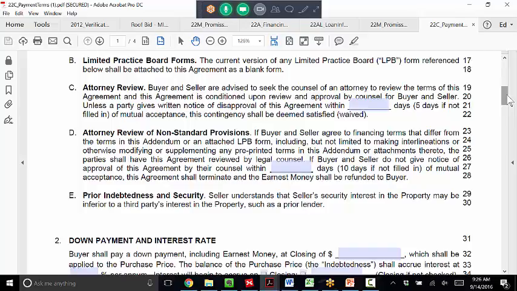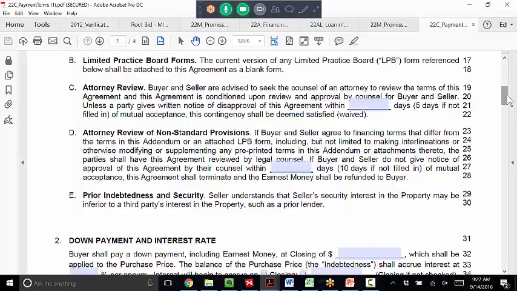Paragraph 1D, attorney review of non-standard provisions. If buyer and seller agree to financing terms that differ from the terms in this addendum or an attached LPB form, including but not limited to making interlineations or otherwise modifying or supplementing any pre-printed terms in this agreement or attachments thereto, the party shall have this agreement reviewed by legal counsel.